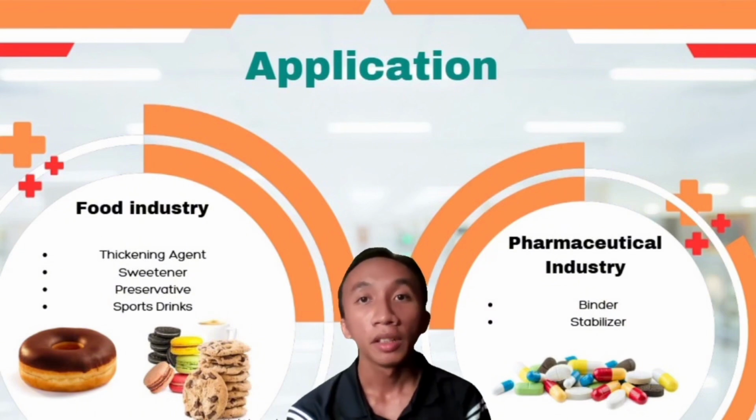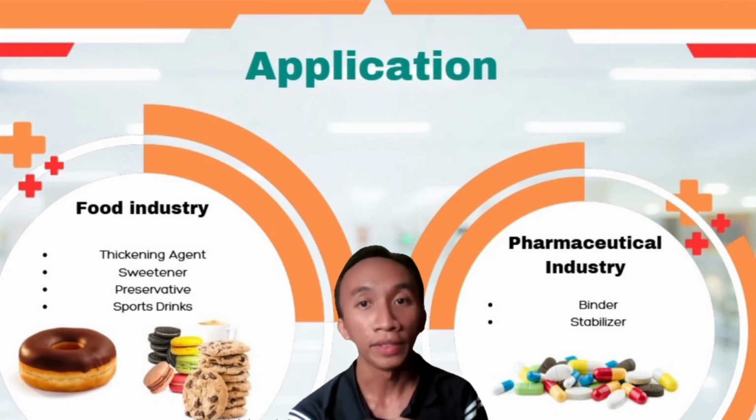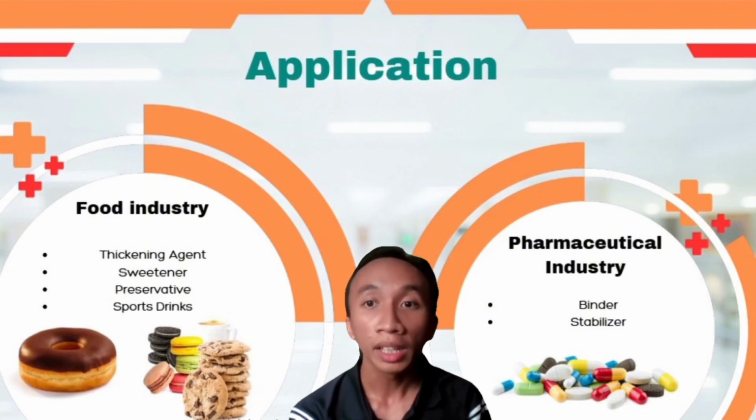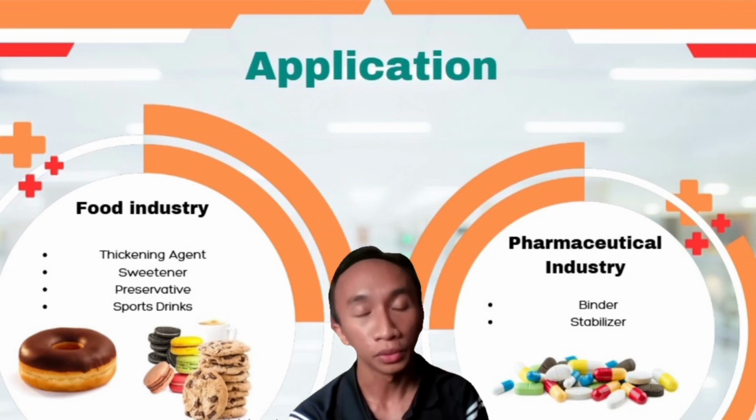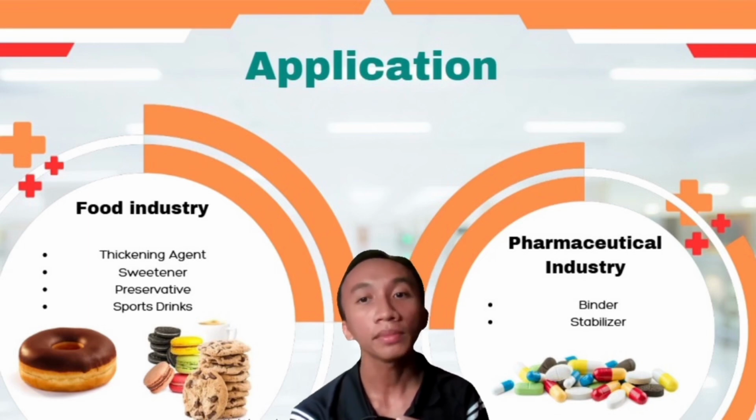In the food industry, maltodextrin plays a crucial role in the food and beverage industry. First, it acts as a thickening agent. It enhances the texture and viscosity of products like soups, sauces, and gravies. It also acts as a filler. Maltodextrin is a bulking agent in sugar-free or low-calorie food, adding volume without altering the taste significantly.